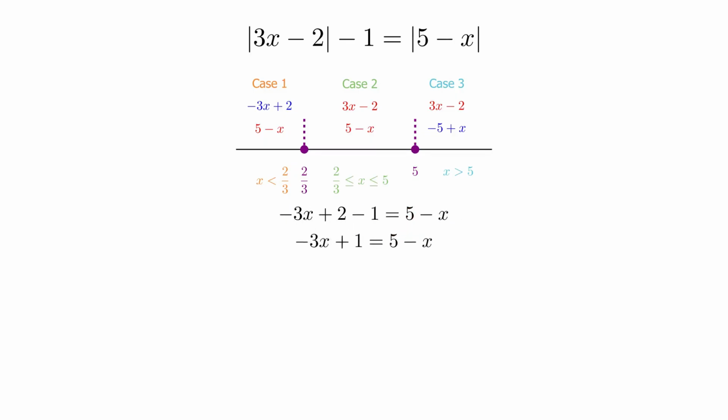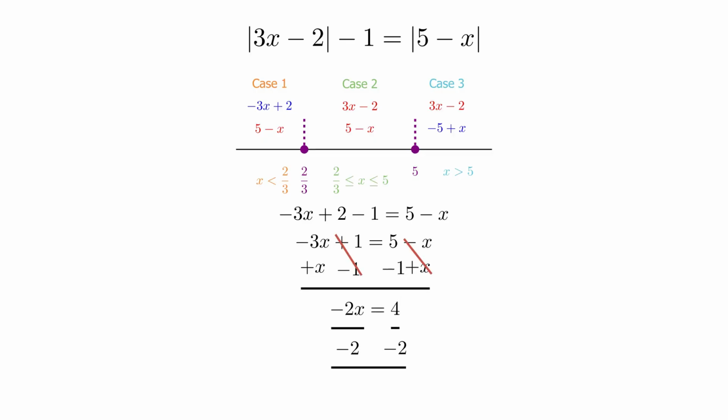And we can do a flip-flop on both sides, where we can basically add x on both sides and subtract 1. And then that would give us negative 2x equal to 4. And then we would divide by negative 2 on both sides, and we'll be left with x equal to negative 2. Now, this is our first solution, and the final thing we want to do for this is to check, does negative 2 fall in the interval of x being less than 2/3? And yes, in this case it does, because negative 2 is less than 2/3, so that works.